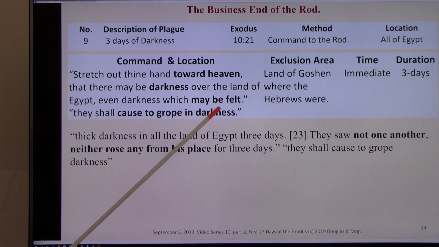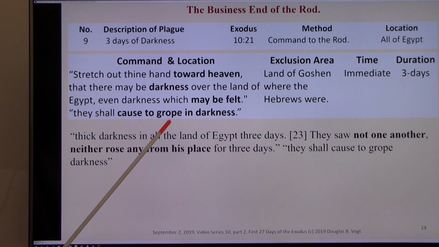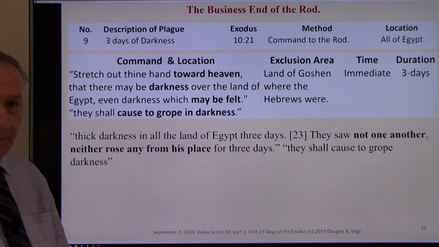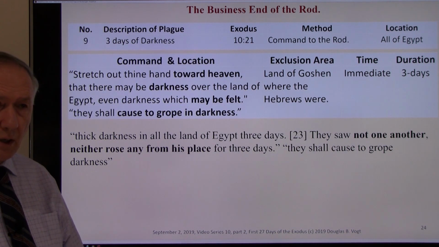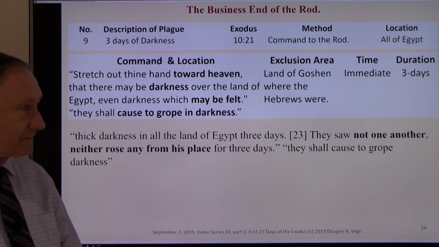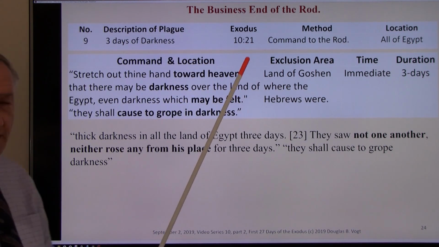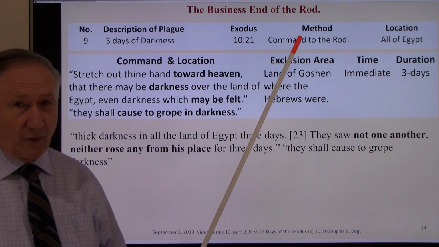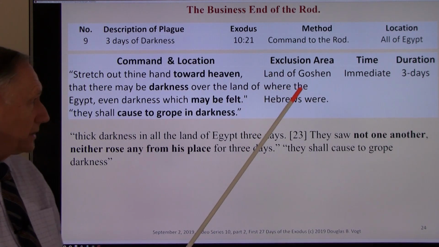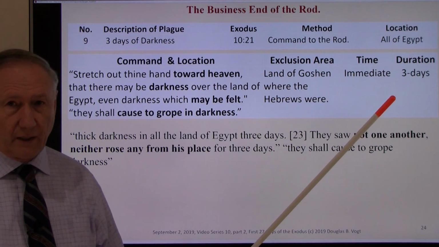Now this is the key thing. What's darkness that's felt? They shall cause to grope in darkness. Grope. That's the word, actually, the translated word. Why does it say grope? You know who gropes? A blind man gropes. Now, I know the sun did not stop giving off light. And the exclusion area was the land of Goshen. They had no problem seeing.